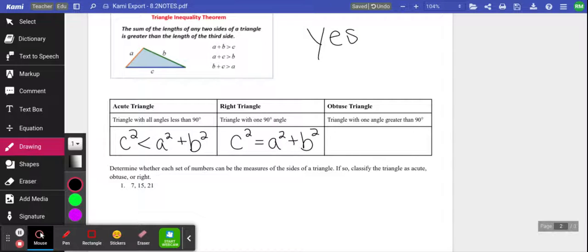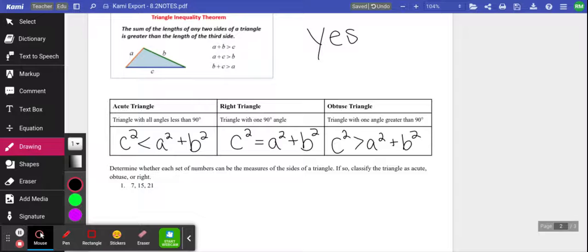Anybody have any guesses on what you think obtuse is going to be? Greater than. So c squared is greater than a squared plus b squared. I think it just kind of helps to remember if we set it in that order, if we put the c squared first. That's the only reason that we do this.